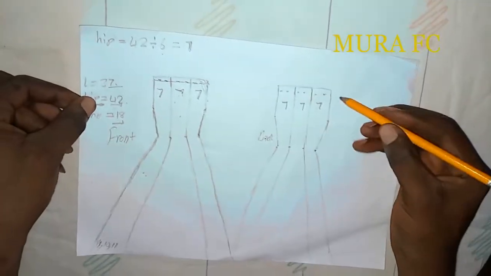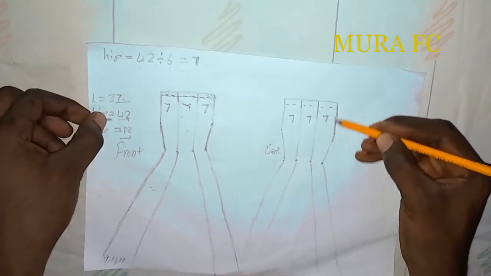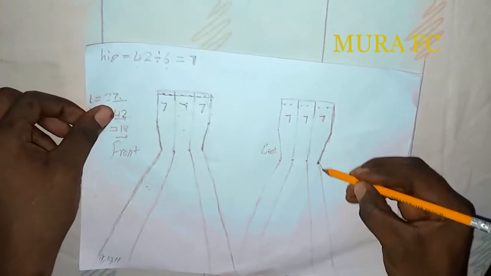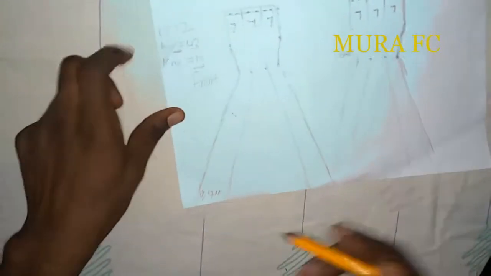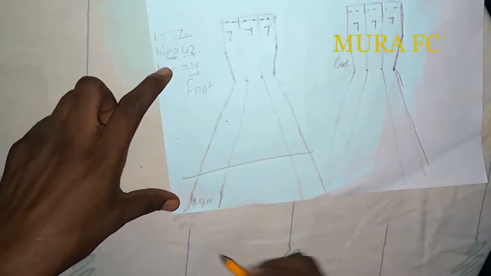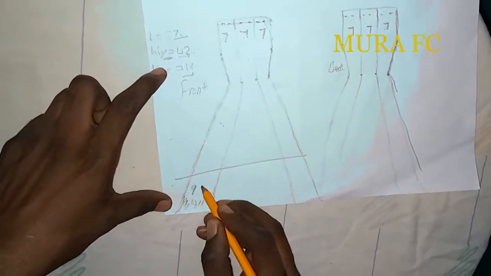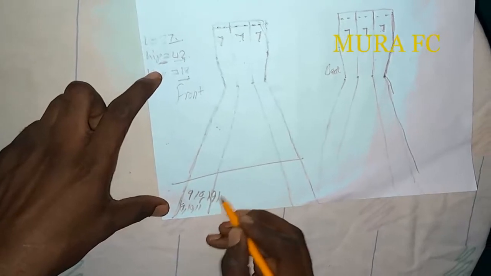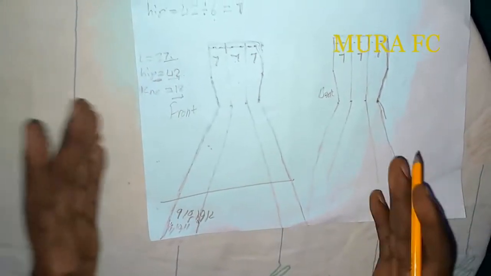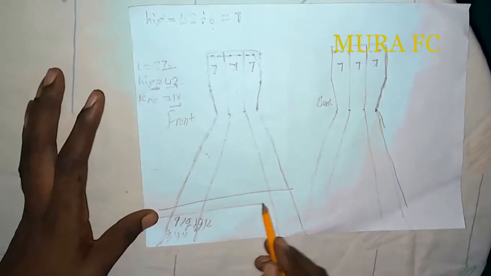You can do the same thing on the fabric, and this is how it's going to be with your shape, like this and this. When it comes to the flare here, this part here, you can make it 9, you can make it 10, you can make it 11, 12. It depends how wide, how big you want the flare to be.